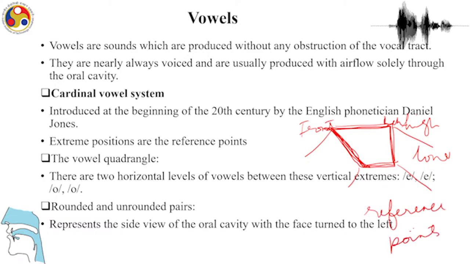We attribute this cardinal vowel system to the 20th century English phonetician Daniel Jones, who showed us that a vowel can be understood in terms of representation as a system where we have vertical and horizontal extremes, and then we can understand them as high, low, front, back, and everything in between. We have central and mid vowels arranged in these spaces.